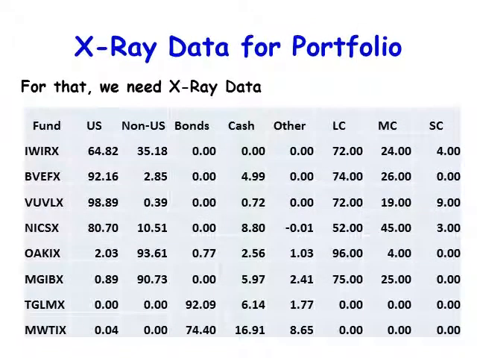So first we need X-ray data for the portfolio. And this is what we have. These are the funds we're considering, and this is their allocation. Let's say US is that much, non-US and bonds and cash and other, and large cap, mid cap, and small cap. So we need this X-ray data of the individual funds to properly build up our portfolio.